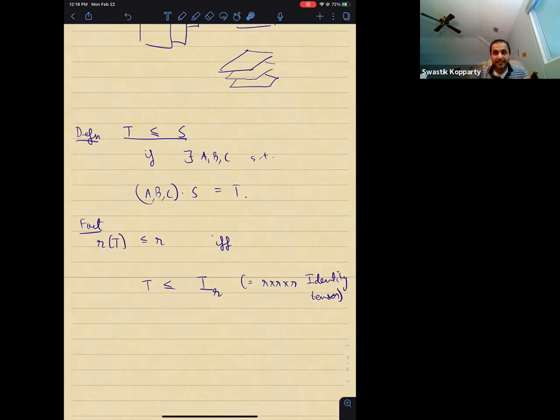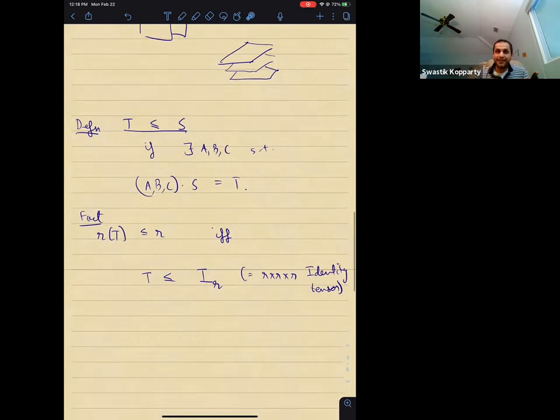Just to see the translation, if you write T as summation U_i tensor V_i tensor W_i, then the matrices A, B, C you take are: A is going to be all the U's, B is going to be all the V's, and C is going to be all the W's, arranged appropriately.